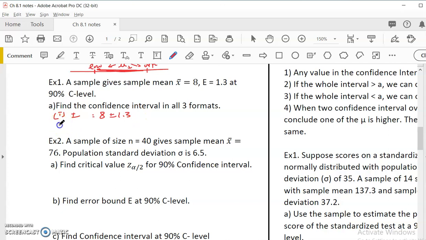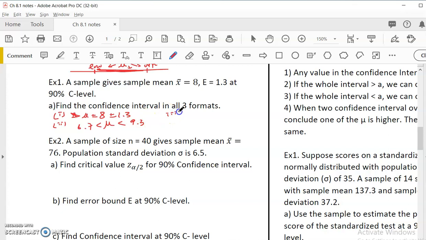That's the first one. The second is to use inequality. So you can just look at this and do the two calculations. You will say mu would be between 8 minus 1.3, use a calculator, which is 6.7, the lower limit, and then 8 plus 1.3 would be 9.3. So this is the second.